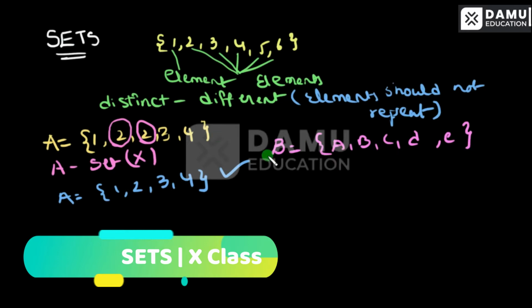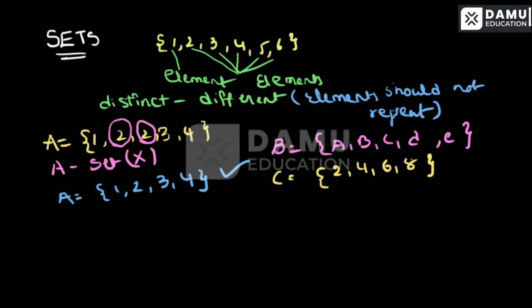Then we'll write set C equal to even numbers 2, 4, 6, 8. We can write like that. You can write set D equal to 1, 3, 5, 7, 9. These are all odd. These are all even. This is the alphabet, a combination of letters capital A, B and C, D.